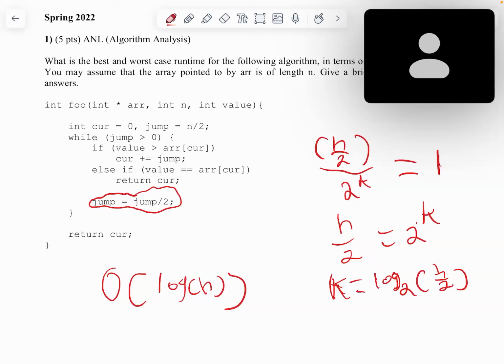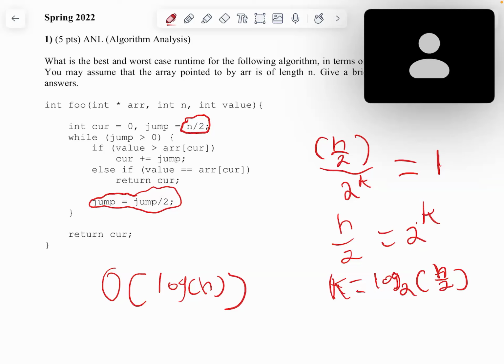Now, my bad for the handwriting. Okay, so the n divided by 2 over 2 to the k. The n divided by 2 is because our jump starts at n divided by 2. Okay, I'll get to you, Caitlin, in 1 second. So our jump starts at n divided by 2, and we know it gets divided by 2 k times. And so that's where that comes from. And then from there, we just want to evaluate for this k to find our runtime in terms of n.